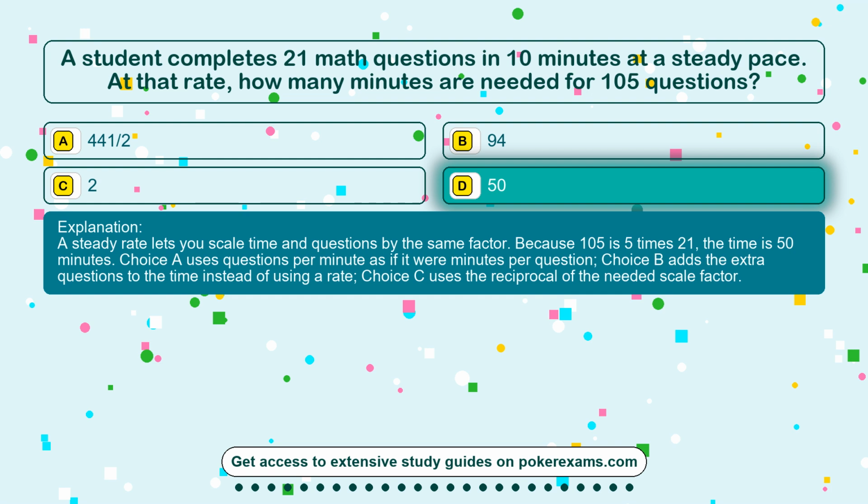A steady rate lets you scale time and questions by the same factor. Because 105 is 5 times 21, the time is 50 minutes. Choice A uses questions per minute as if it were minutes per question. Choice B adds the extra questions to the time instead of using a rate. Choice C uses the reciprocal of the needed scale factor.